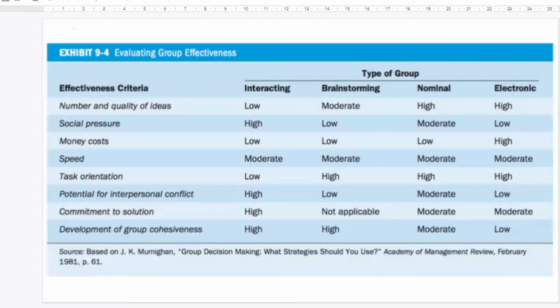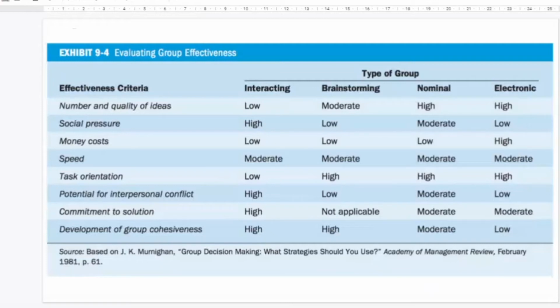So we could think about effectiveness of groupthink, okay? And we've got some effectiveness criteria down the side of this: the number and quality of ideas, social pressure, money, speed, task orientation, potential conflict, commitment to a solution, development of group cohesiveness. So we got all of these potential criteria, and we've got different types of groups. Now we got an interacting group, groups that are face-to-face with one another. A brainstorming group, they're just a group that comes together to push ideas. A nominal group, which is your regular run-of-the-mill group, nothing in particular.